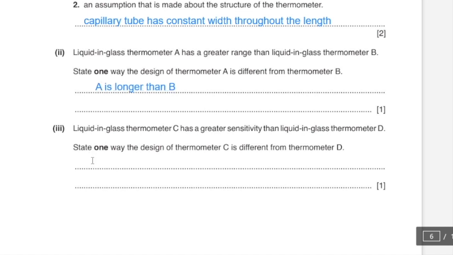3. Liquid in glass thermometer C has a greater sensitivity than liquid in glass thermometer D. State one way the design of thermometer C is different from thermometer D. So the liquid in C has greater expansion rate.